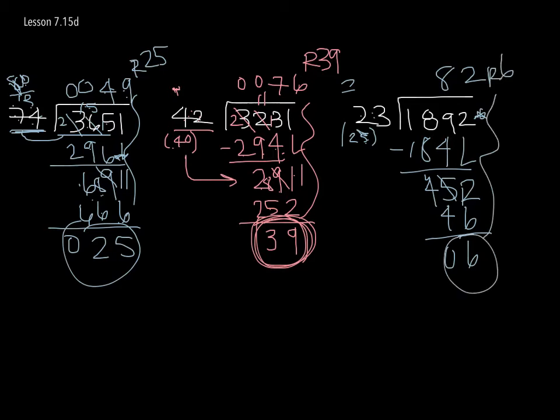Alright, boys and girls. Sorry this video is long. Oftentimes when we're working with longer problems and this process, the videos are going to be a little bit longer. So check and make sure you got the right answers. So we had 49, remainder 25. We had 76, remainder 39, and then 82, remainder 6. Doesn't matter the process you use as long as you get the correct answer.